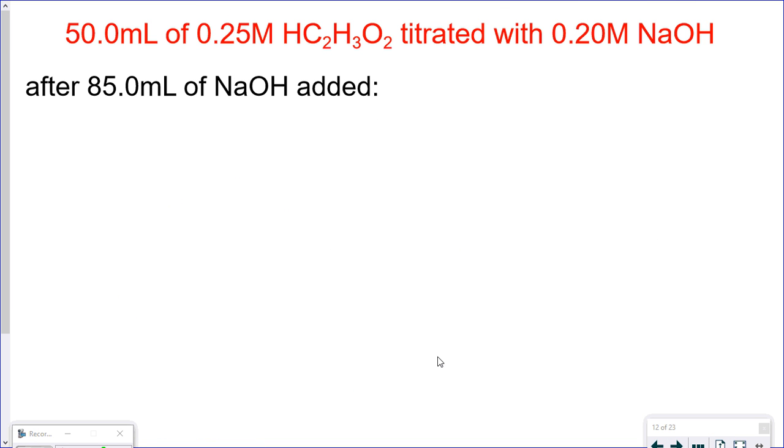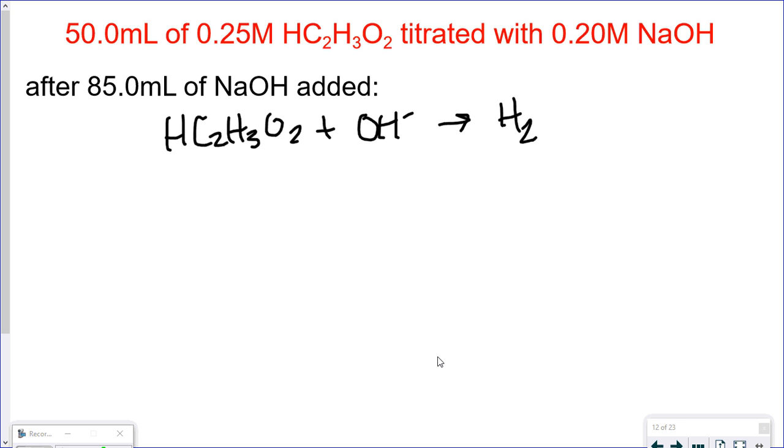So that last problem we had is looking at the pH after 85 milliliters of base have been added. This is going to be very similar to the ICE table we did before the equivalence point, looking at how much is neutralized. So our original neutralization reaction is the acetic acid plus the hydroxide from sodium hydroxide, producing water and the acetate ion.